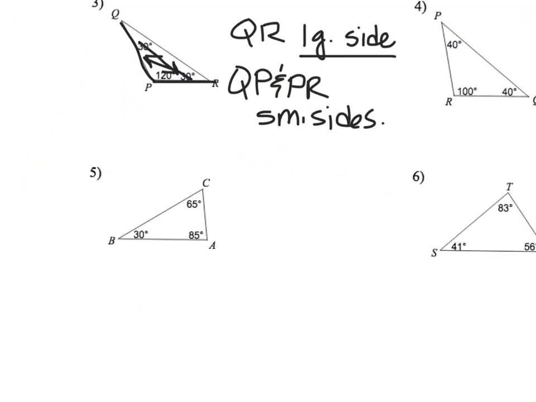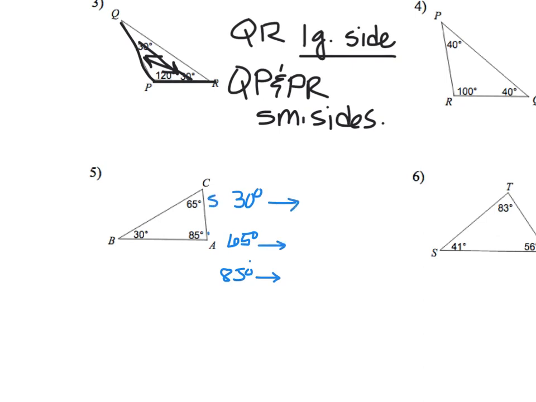Number 5 is a little different because we can tell which is the biggest, the smallest, and which one will go in the middle. So here's something that might help you. If we list them by angle first from smallest to biggest. So we've got 30 degrees, 65 degrees, 85 degrees.